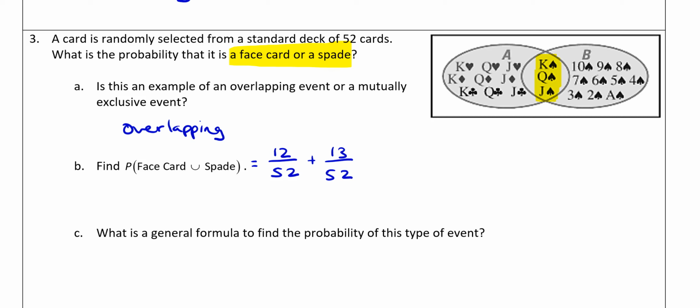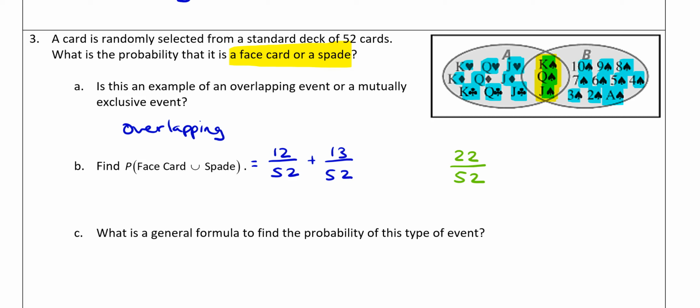Let's see if I have 25 outcomes here: 1, 2, 3, 4, 5, 6, 7, 8, 9, 10, 11, 12, 13, 14, 15, 16, 17, 18, 19, 20, 21, 22. Notice I only have 22 outcomes. So how did I get 22 out of 52? If I add these together, I get 25. Hopefully you notice that I counted the king, queen, and jack twice, once as part of the face cards and once as part of the spades.